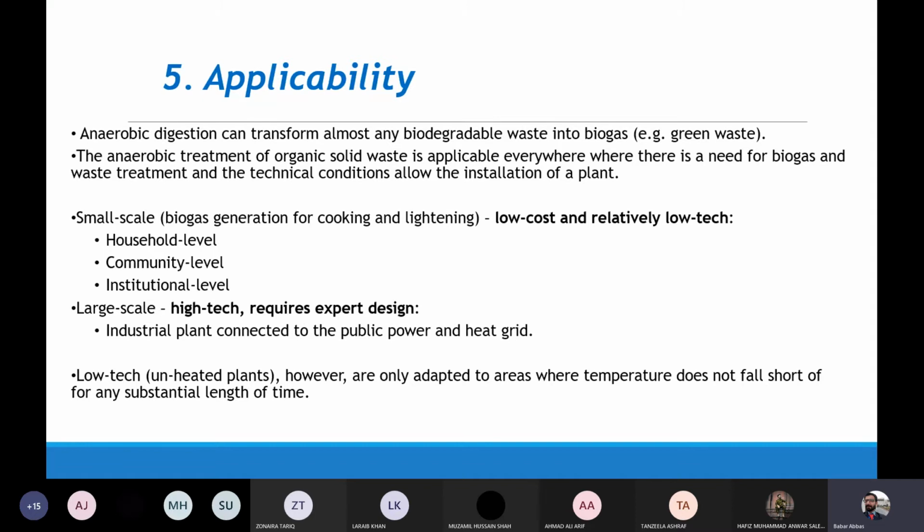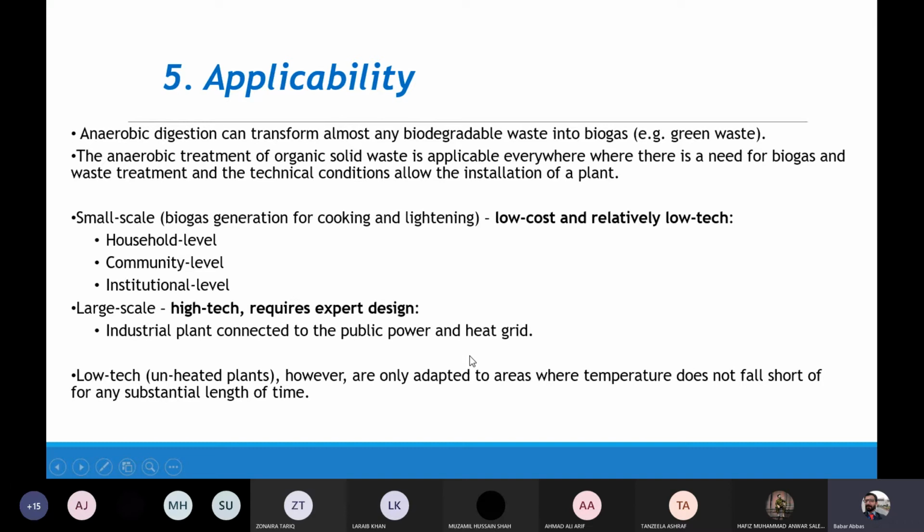Small scale biogas plants are for biogas generation for cooking and lighting. Low cost and relatively low technical aspects are involved at household level, community level, and institutional level, while large scale or high tech plants require expert design, and an industrial plant can be connected to the public power and heat grid.